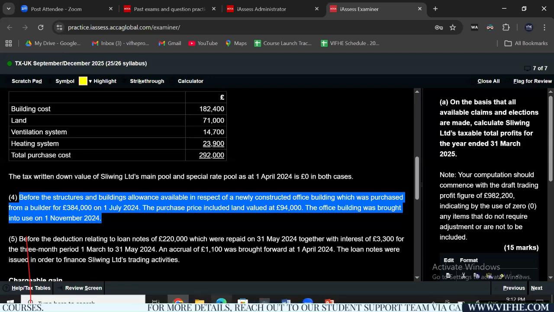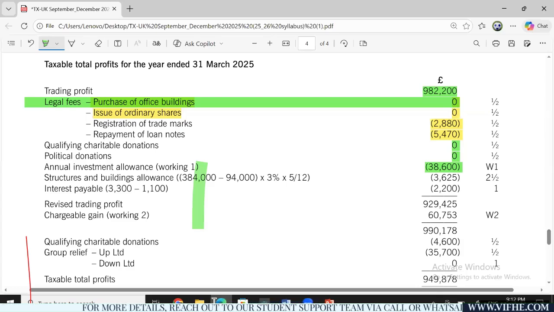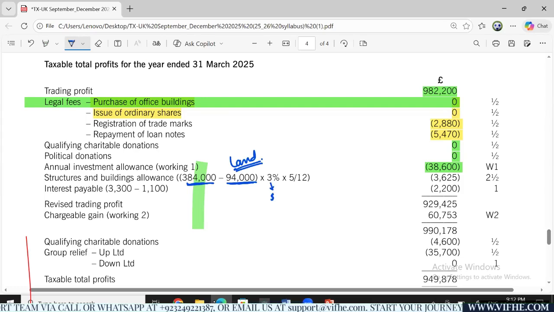So let's have a look at this thing. The total building cost is £384,000, and we have removed the cost of land in order to determine the cost of building only, on which SBA shall be charged at the rate of 3%. But considering this was first brought into business use in November, the structures and buildings allowance has to be apportioned over a period of 5 months. So that's how much of the structures and buildings allowance is available. This is of £3,625, right? Okay.